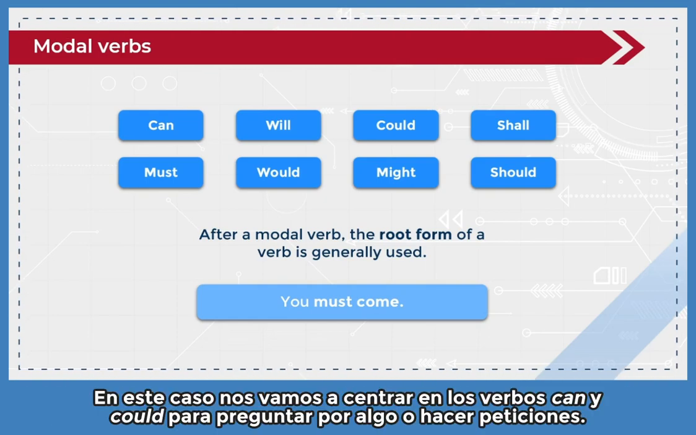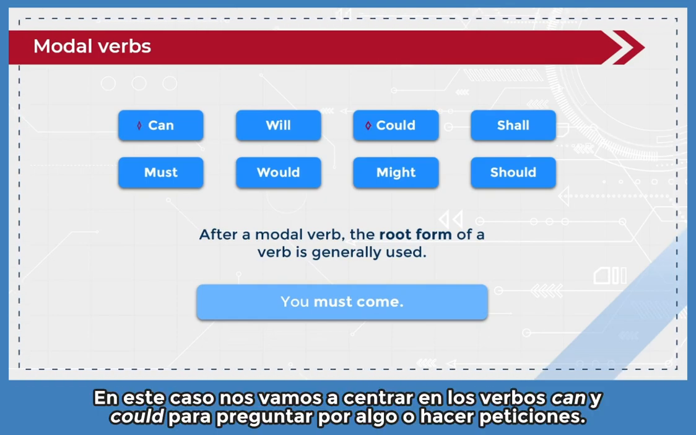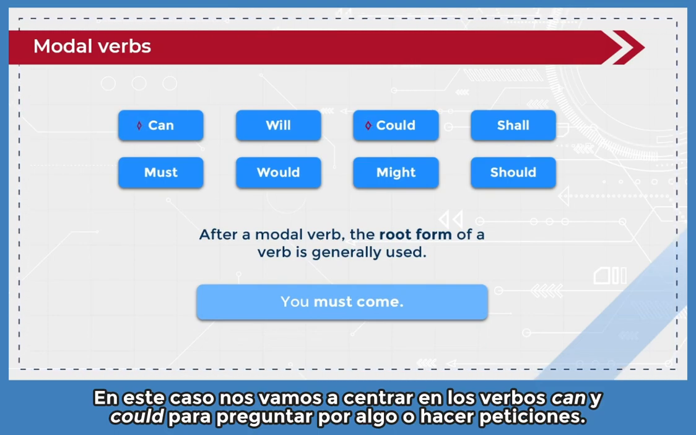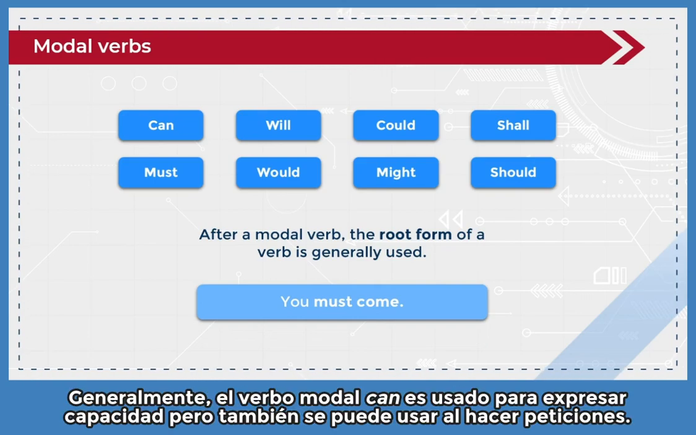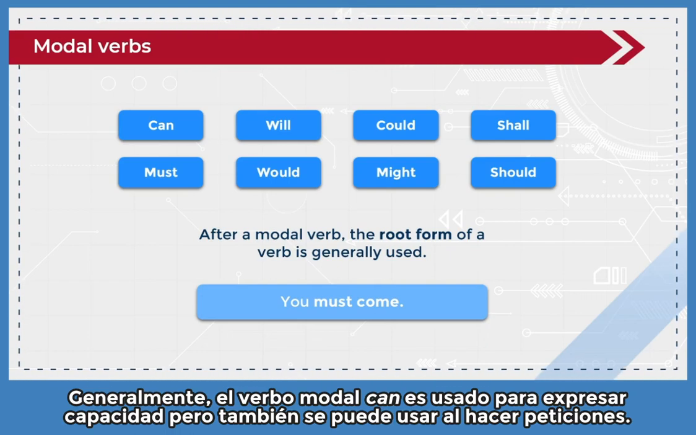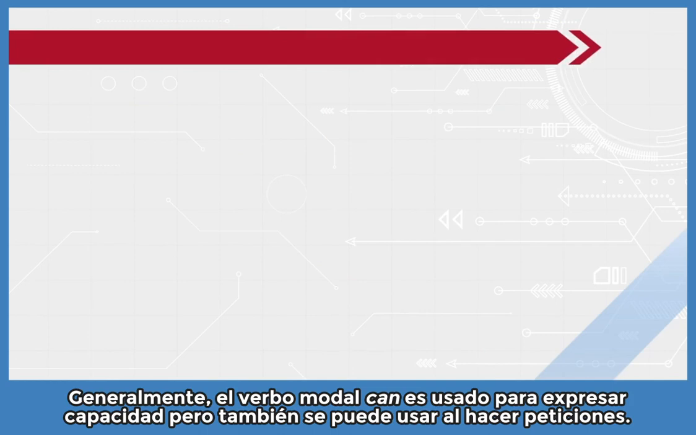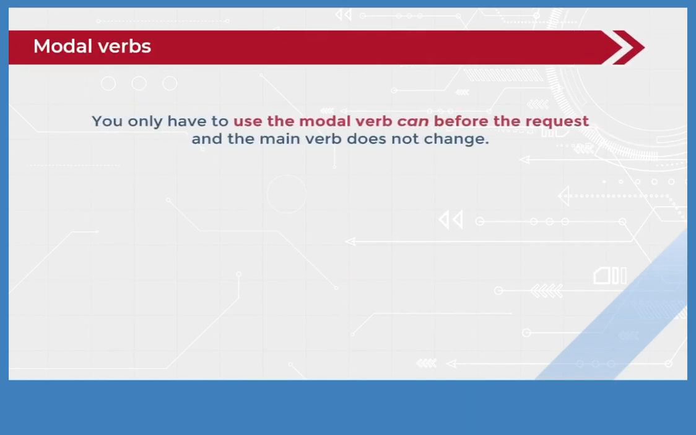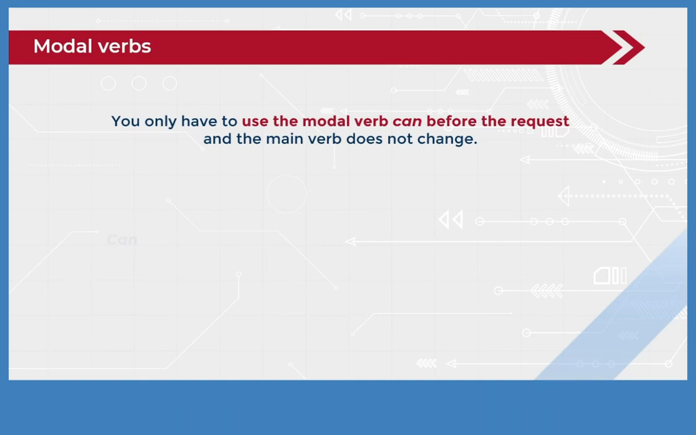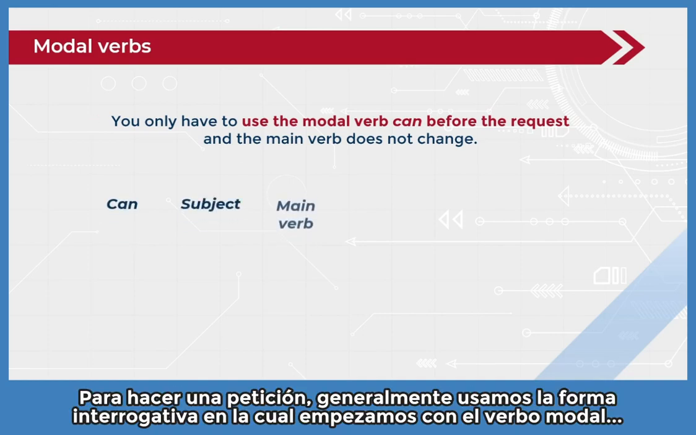In this case, we are going to focus on the verbs can and could in order to ask something or make requests. Generally, the modal verb can is used to express ability, but you can also use it in sentences requesting something. You only have to use the modal verb can before the request, and the main verb does not change.